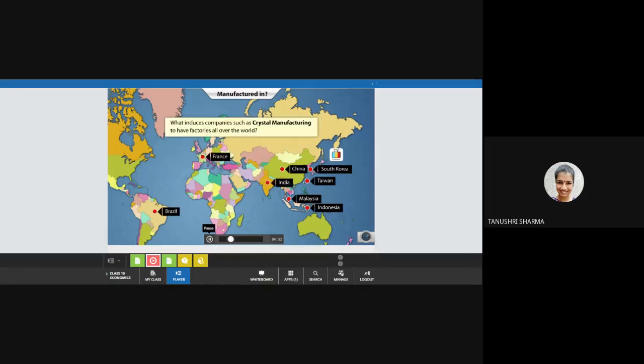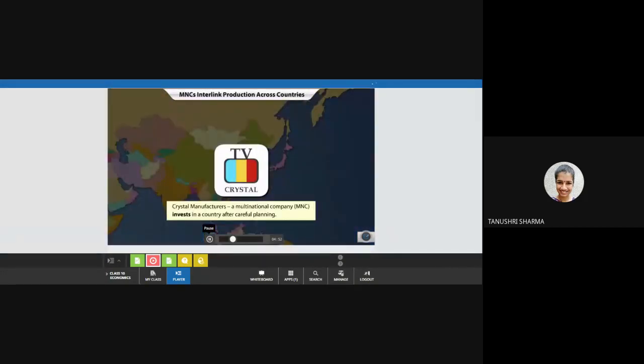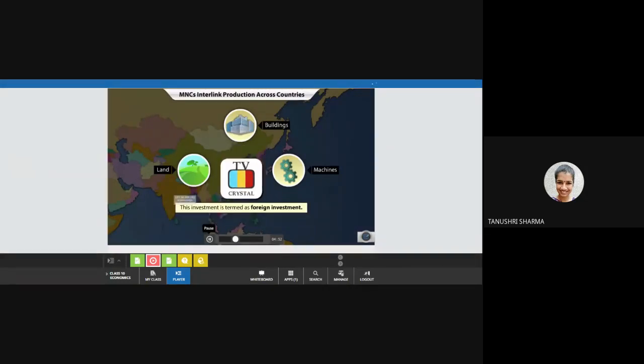What induces companies such as Crystal Manufacturing to have factories all over the world? Let us look at factors that have allowed companies to set up their units across the globe. Crystal is a multinational corporation or an MNC that invests money by buying land, buildings, machines and other assets in other countries after careful planning. This investment is termed as foreign investment.